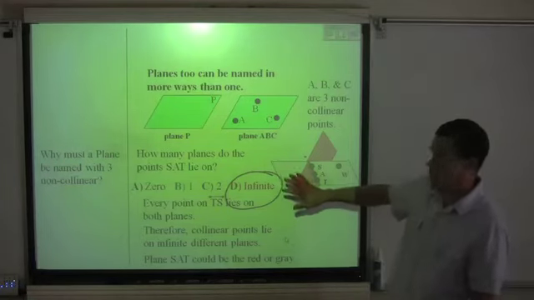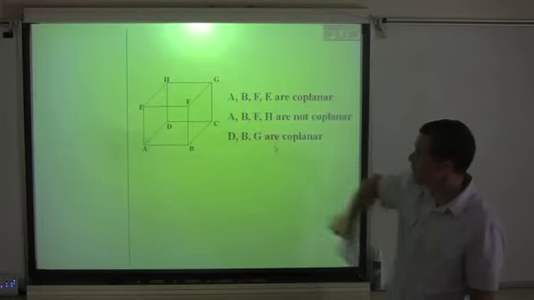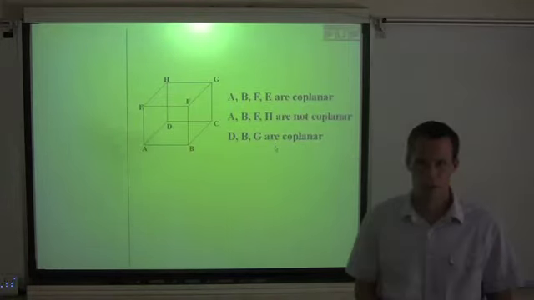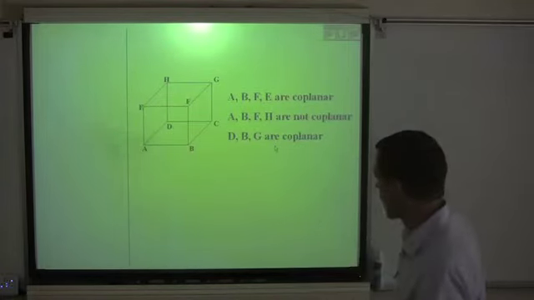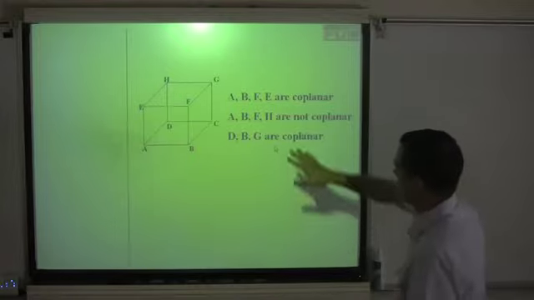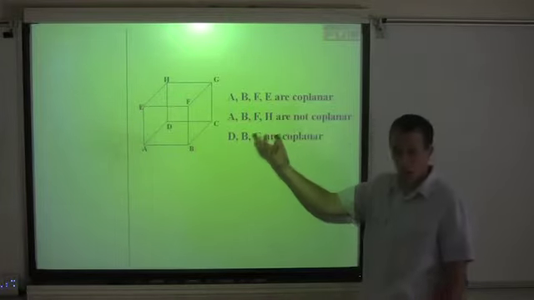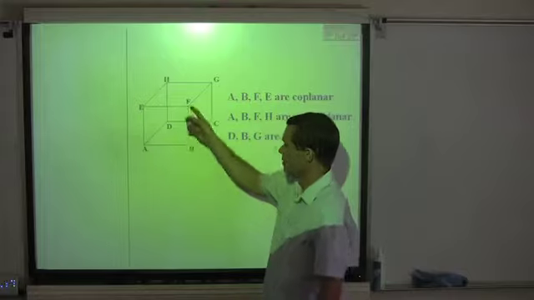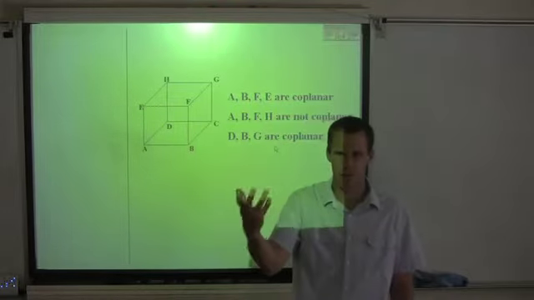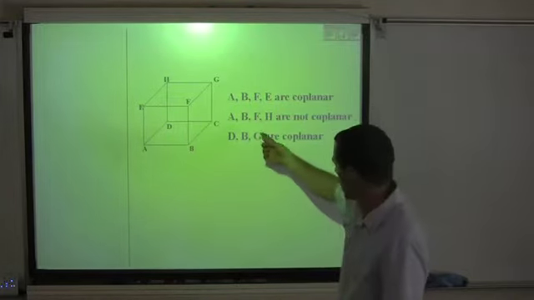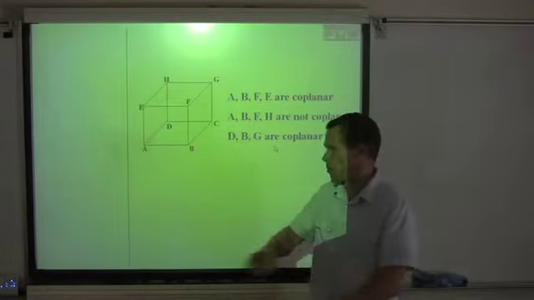All right, let's go ahead and move here. Now we have a 3-dimensional figure as we see this cube. And a couple of examples. Points A, B, F, and E are coplanar. A, B, F, and E. Many of us see this as the front of the box. A, B, F, and H are not coplanar.